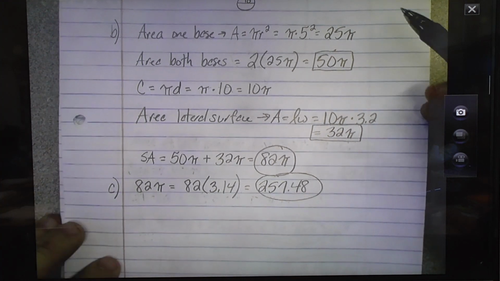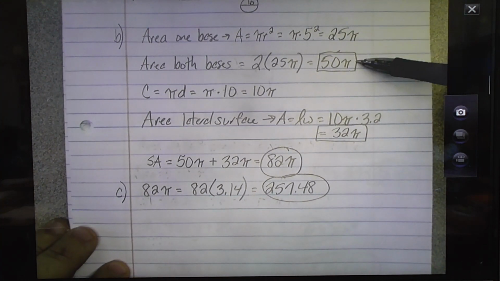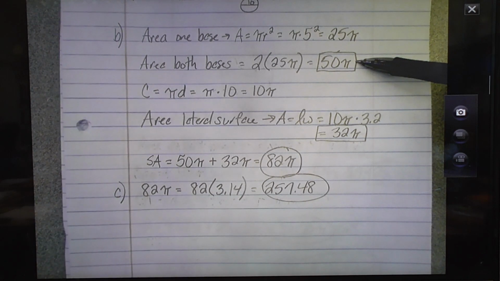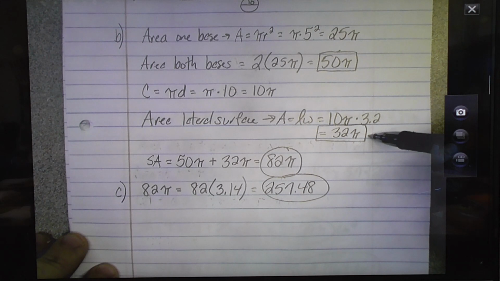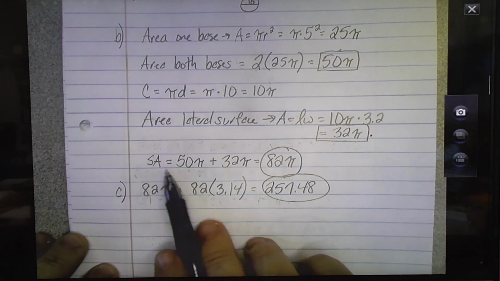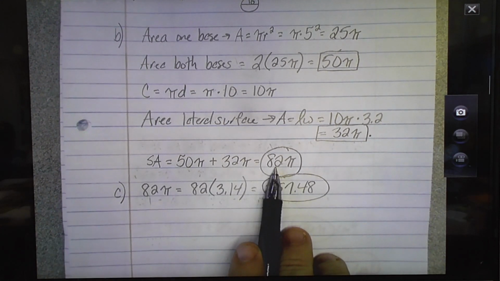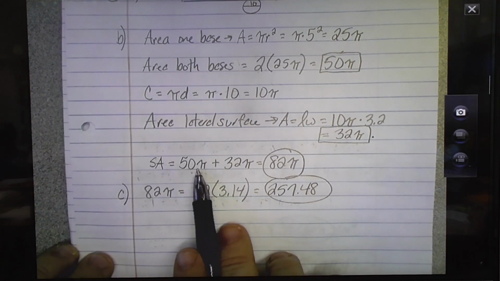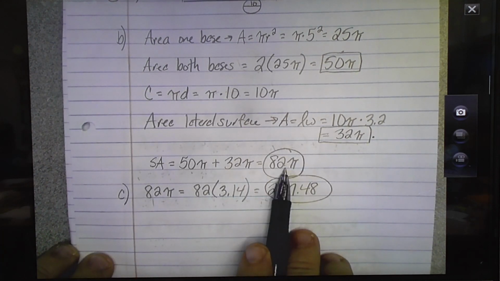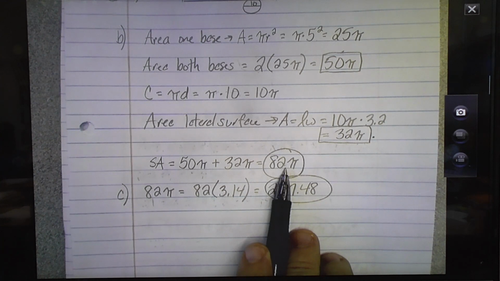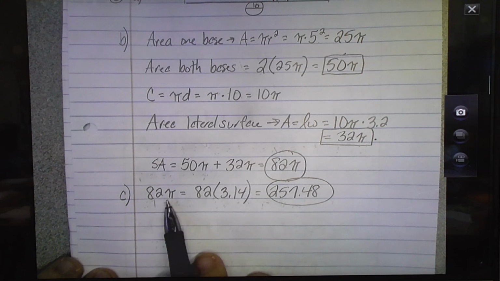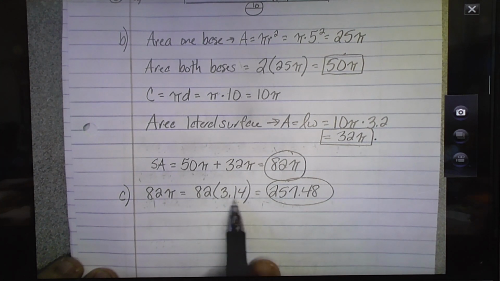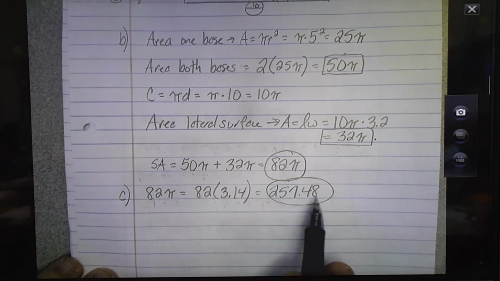Good question. All right, so the area of both of my bases is 50 pi. The area of my lateral surface, that rectangle, is 32 pi. So to find the exact surface area, I do 50 pi plus 32 pi, and that gives me 82 pi. That's the answer for B. And then to approximate it, instead of pi, I'm going to put 3.14. So that's 82 times 3.14, which is 257.48.